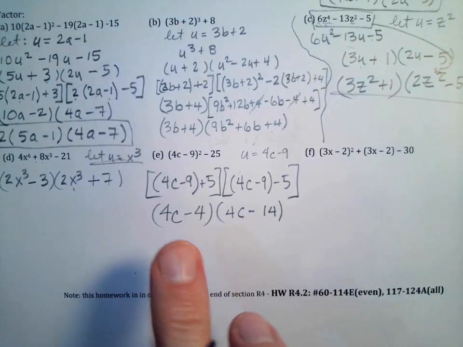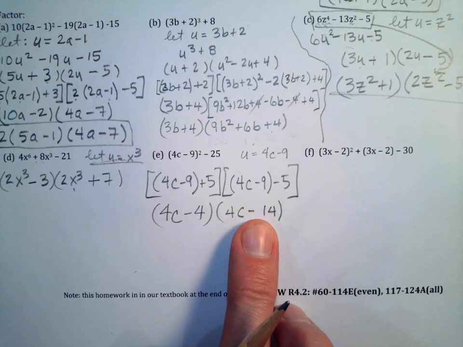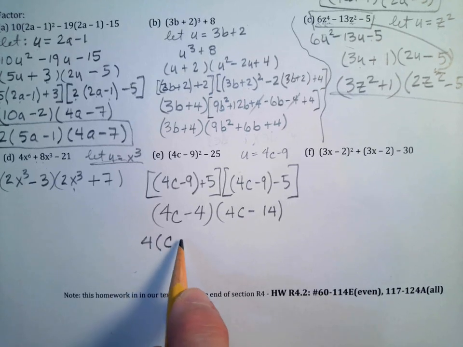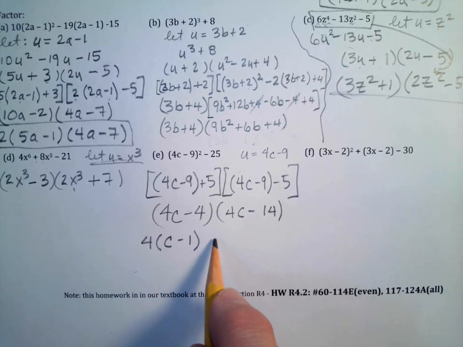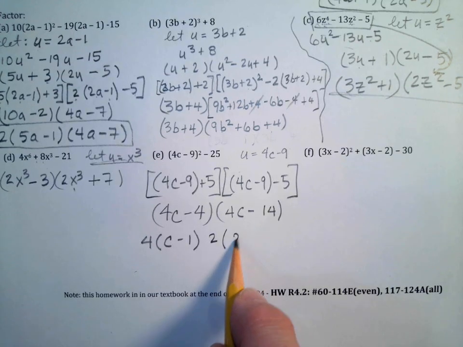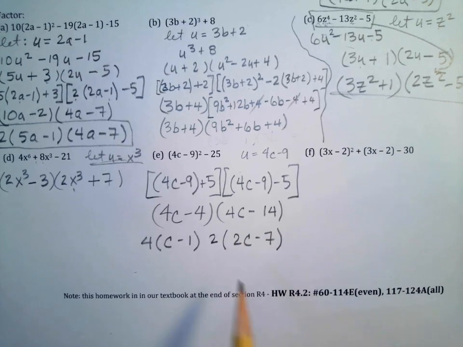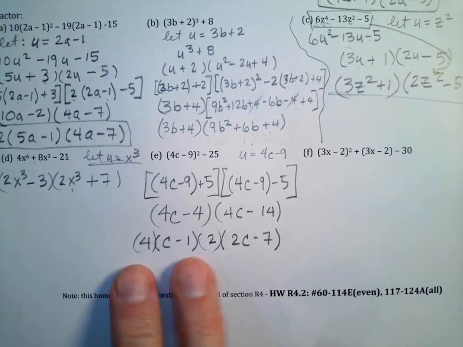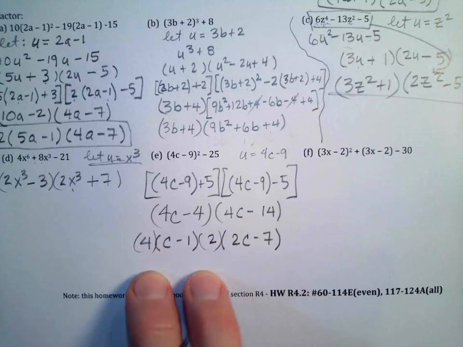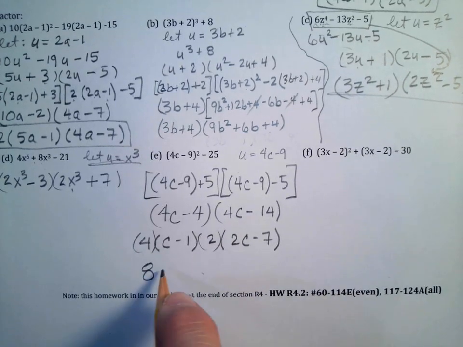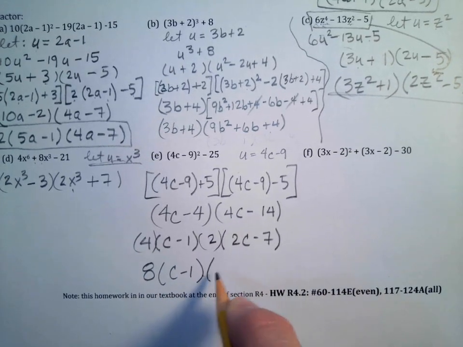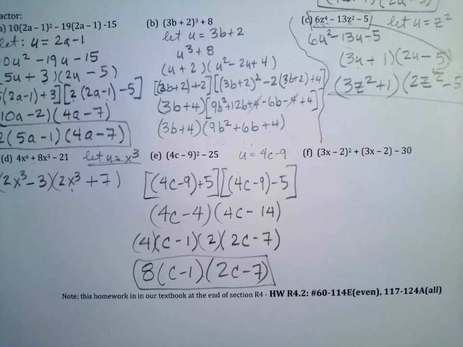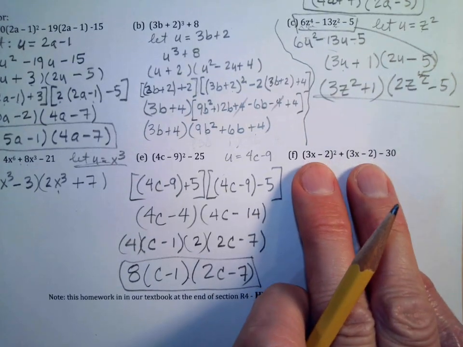All right, now this one's unusual. This has a GCF, and this has a GCF. So we'll take a 4 out of the first, so c minus 1, and we'll take a 2 out of the second, so that's 2c minus 7. But we don't leave these two things, it's essentially 4 different things multiplied together, but we take these two out together out in front. So it's 8 times c minus 1 times 2c minus 7 is the best answer there. Okay? All right, let's try the next one.